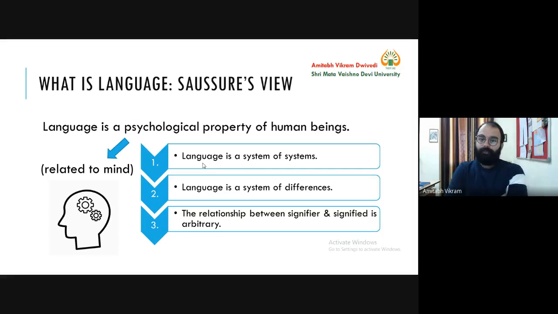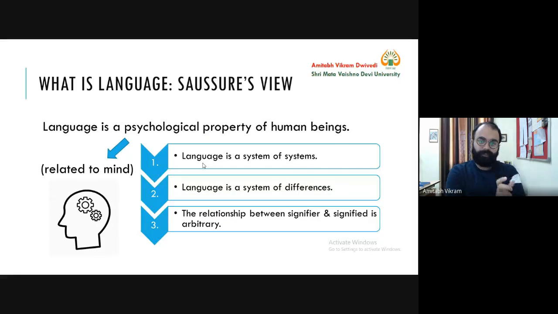Now, we will look at what is language from the Saussurean point of view. Ferdinand de Saussure, a Swiss linguist, is known as the father of modern linguistics. And Ferdinand de Saussure says that language is a psychological property of human beings. Now, this word psychological is crucial here, because psychological is something that is related to our mind, and language is situated, language is found in our mind. So that's why we can say that language is a psychological property of human beings.